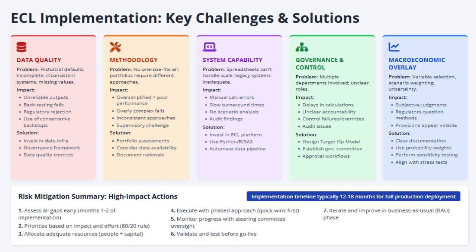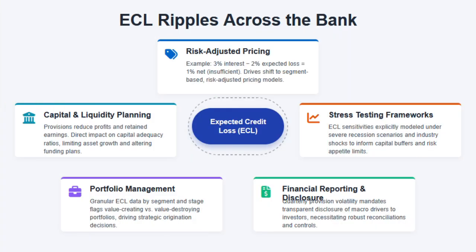Macroeconomic overlay frameworks require judgment. Banks need to decide which economic variables matter for different portfolios, how to weight different economic scenarios, and how to update these assumptions as new information arrives. This is more art than science, and banks struggle to explain and defend their choices to auditors and regulators. Now, understanding ECL impact across the organization will strengthen your interview readiness because it shows holistic thinking.